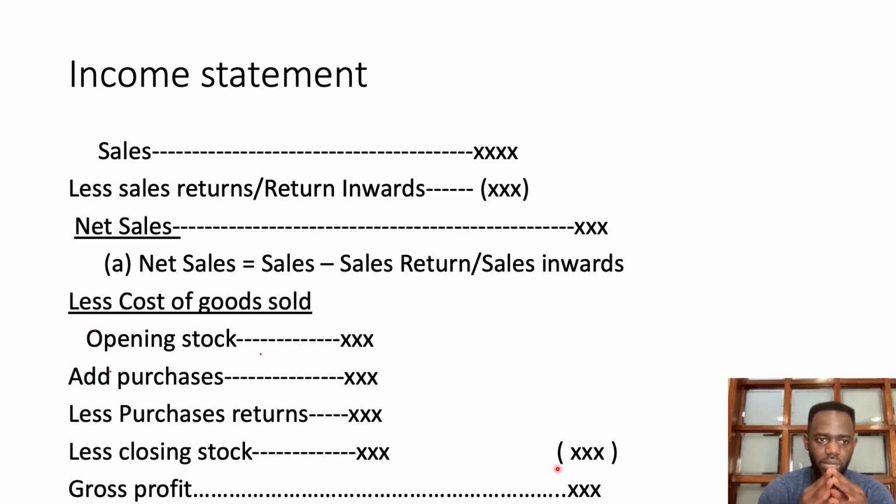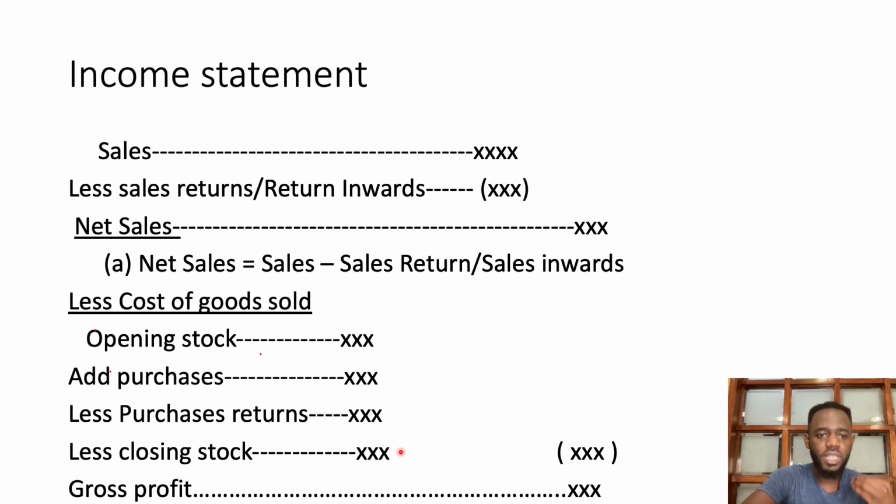Just to recap this, we have the opening stock, we've added some purchases, and then some of the purchases were returned, so that's what we call purchases returns. And then for us to get the actual cost of goods within this specific period of time, we have to less the closing stock. Basically we are getting the opening stock and adding the purchases, and if anything was returned, we subtract that. So we get the opening stock minus the closing stock to get the actual difference of the cost of goods within that period of time.